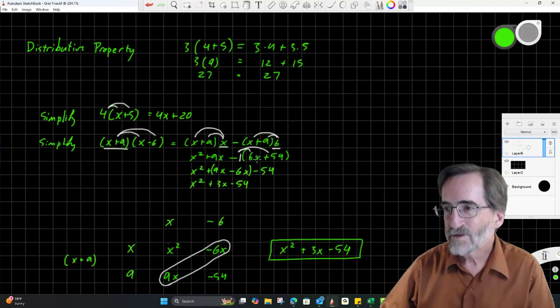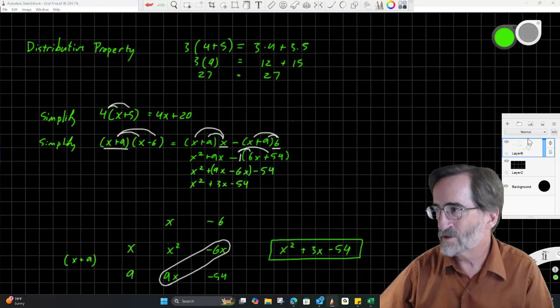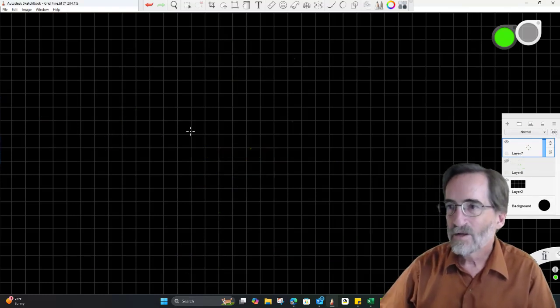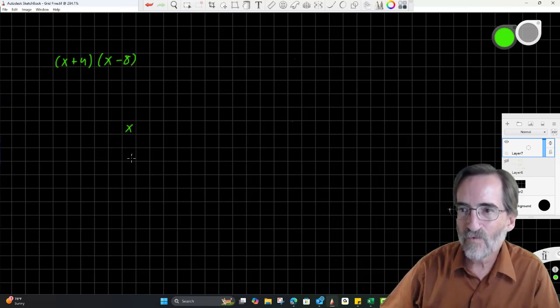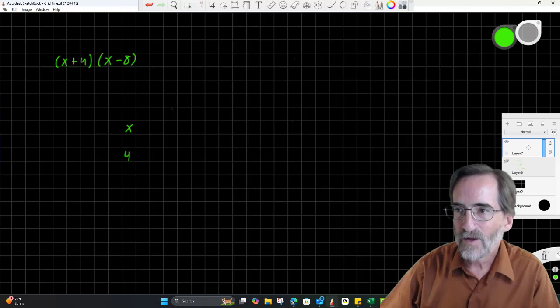So let's redo this. Let's do another example here. Let's say I have x plus 4 times x minus 8. I'm going to put x and 4 down the left side, and x and minus 8 across the top.